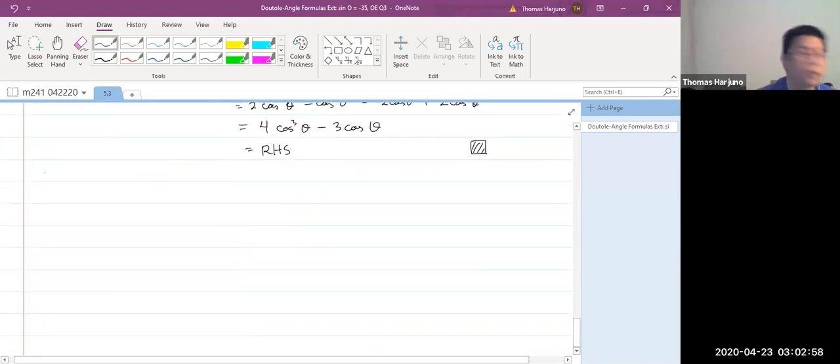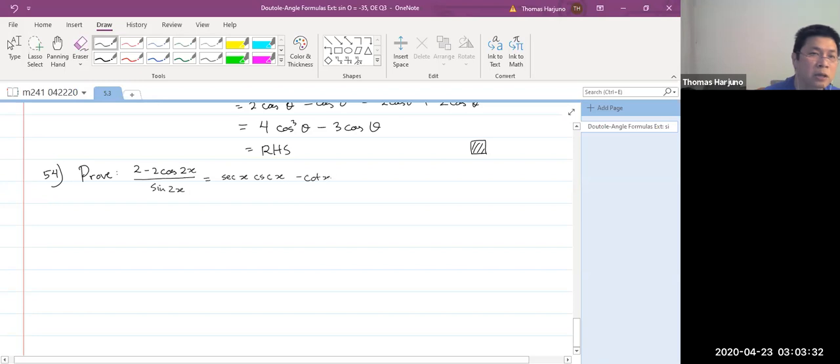Let's do one more proof. Let me pick the hard one. Number 54. Prove that 2 minus 2 cosine 2x over sine 2x is equal to secant x cosecant x minus cotangent x plus tangent x.